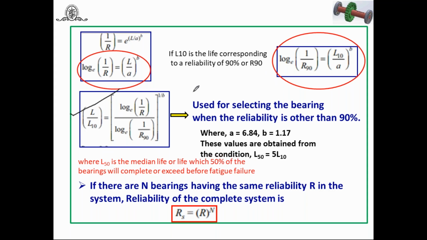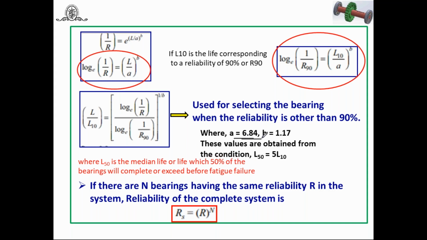So you will get this expression, and this expression is used, as I have highlighted, when the reliability is other than 90%. Now suppose someone asks you to find out the reliability of 80%. You can write here R80, which you have to find out, and from the reliability of 80% you can find out the life, or for the life you can find out the reliability. Try to understand. L10 and R90 remain the same, only this L and R you have to find out. That's why it is written that it is used for selecting the bearing when the reliability is other than 90%.